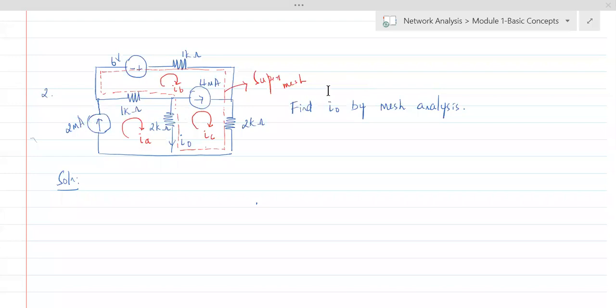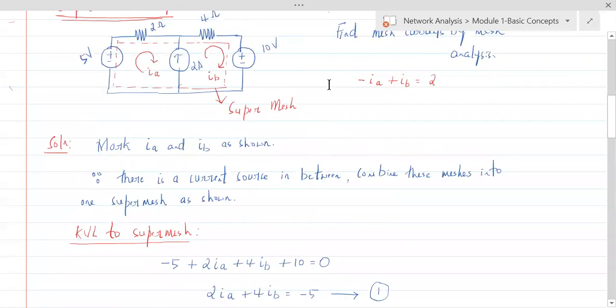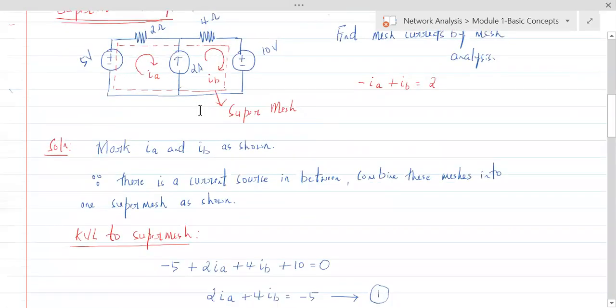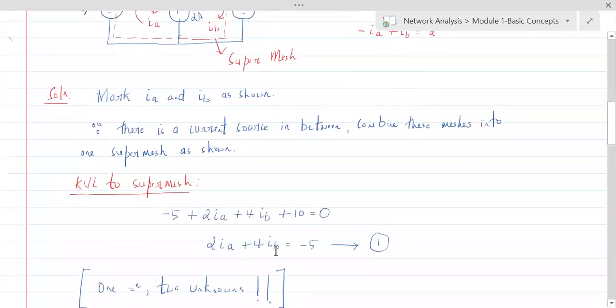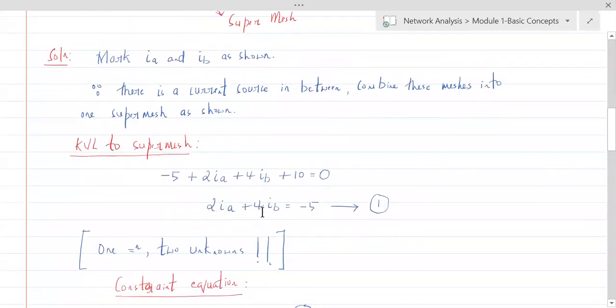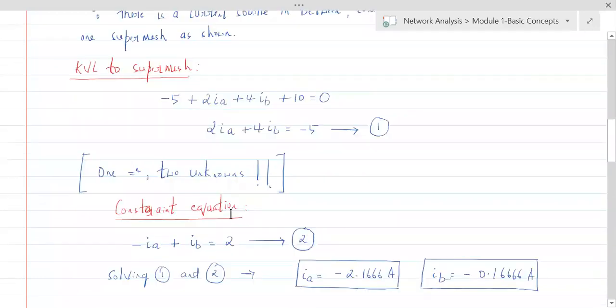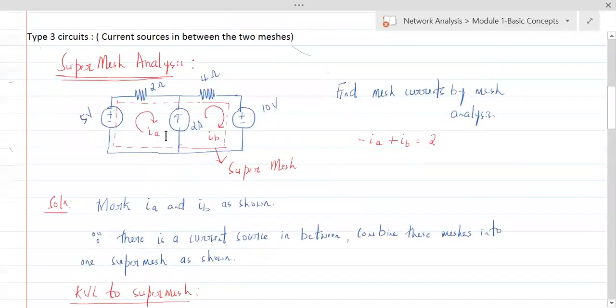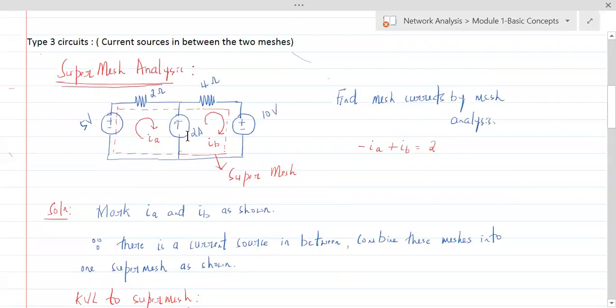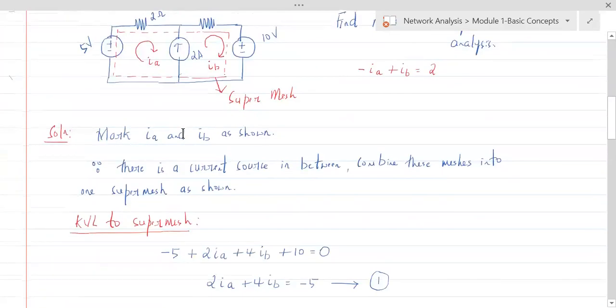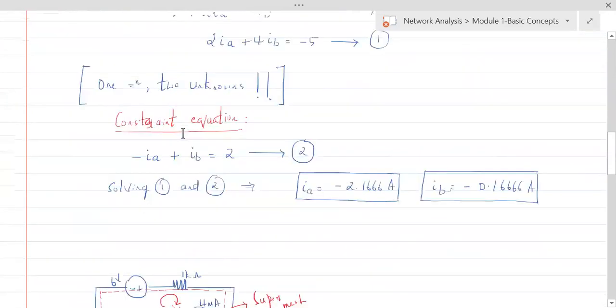That we discussed in the previous problem also. See here, there are 2 unknowns, but KVL to the supermesh would give you one equation. So where should I get another equation from? I should get that equation from the constraint equation. So when we are dealing with a supermesh problem, don't forget to write this constraint equation. The constraint equation is writing the current source which is common to two meshes in terms of the mesh currents. Fine. So let's go on with the solution here.